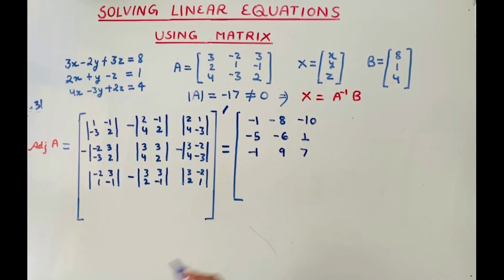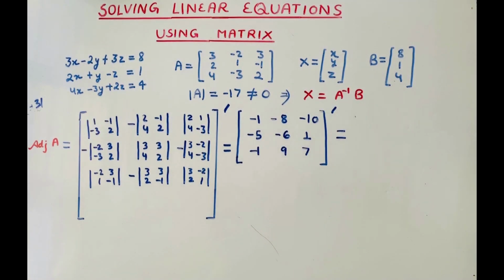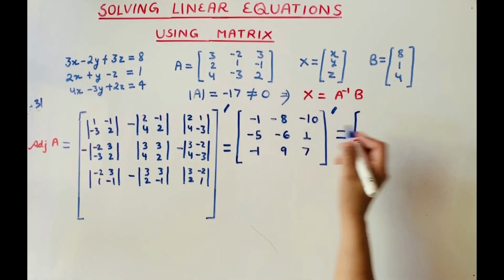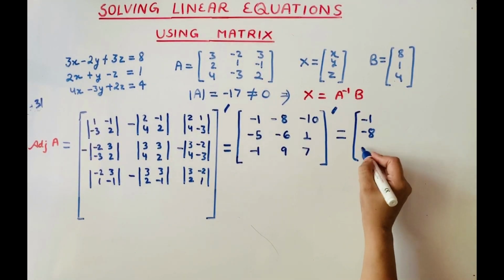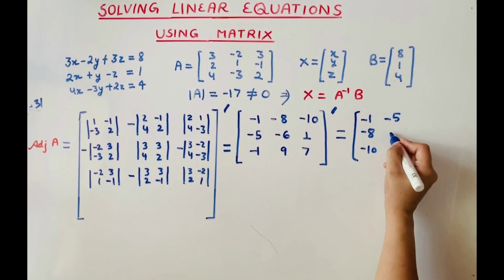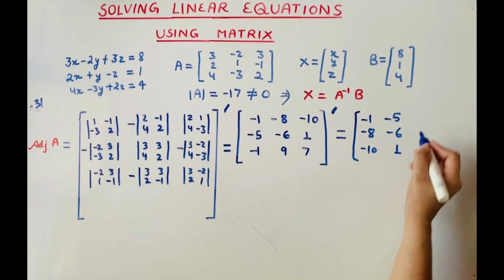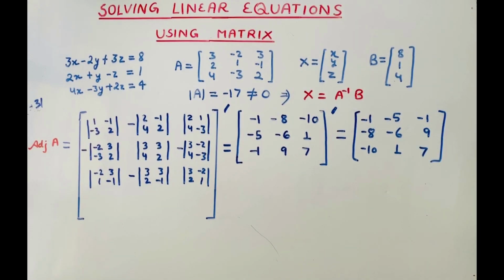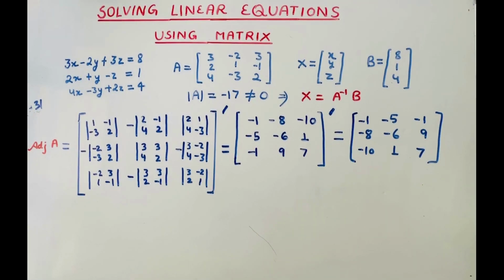So now this is the matrix of the cofactors. Now you have to find out the transpose of this. So the transpose of this will give you minus 1, minus 8, minus 9, minus 5, minus 6 and 1. Here minus 1, 9 and 7. So this matrix is your adjoint of A. So now we got the adjoint.